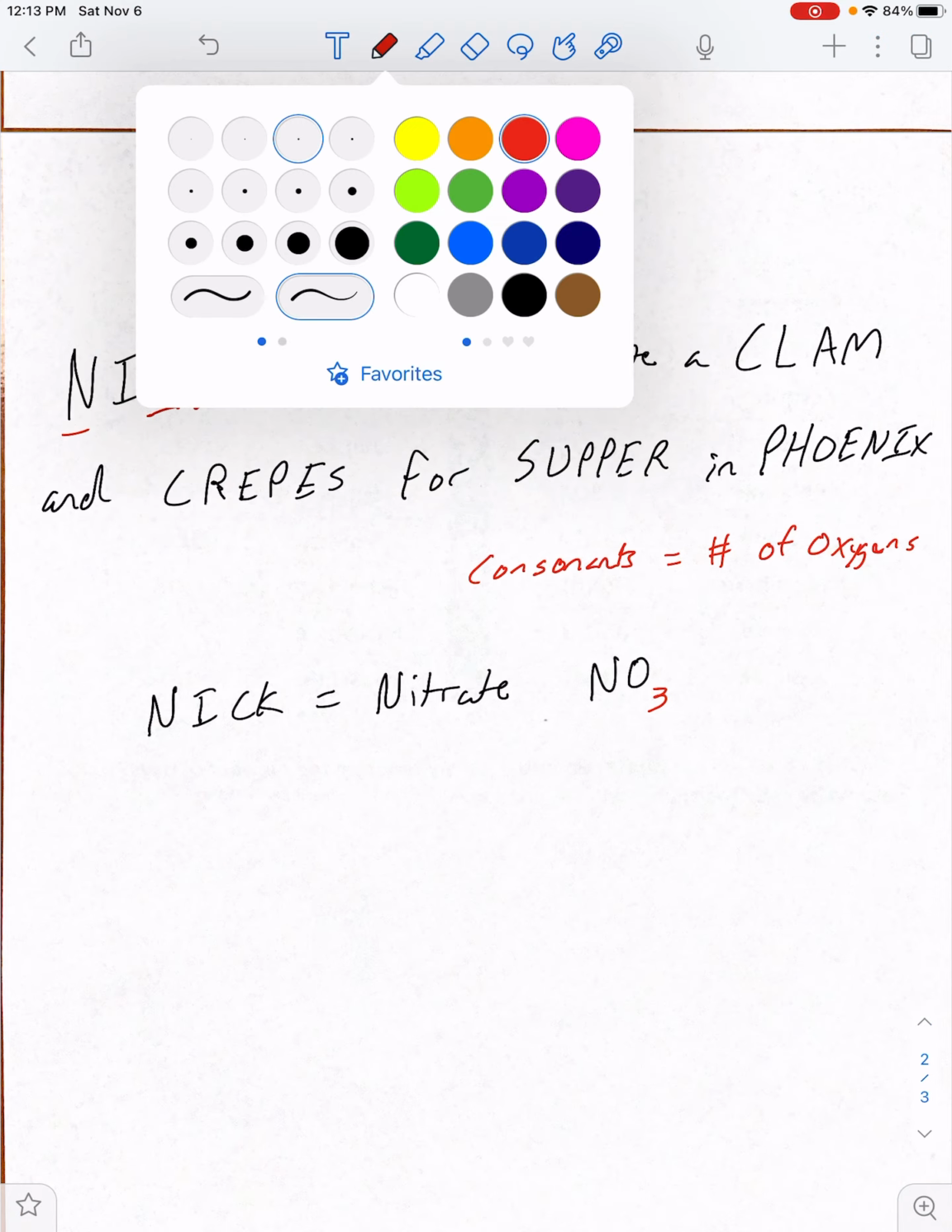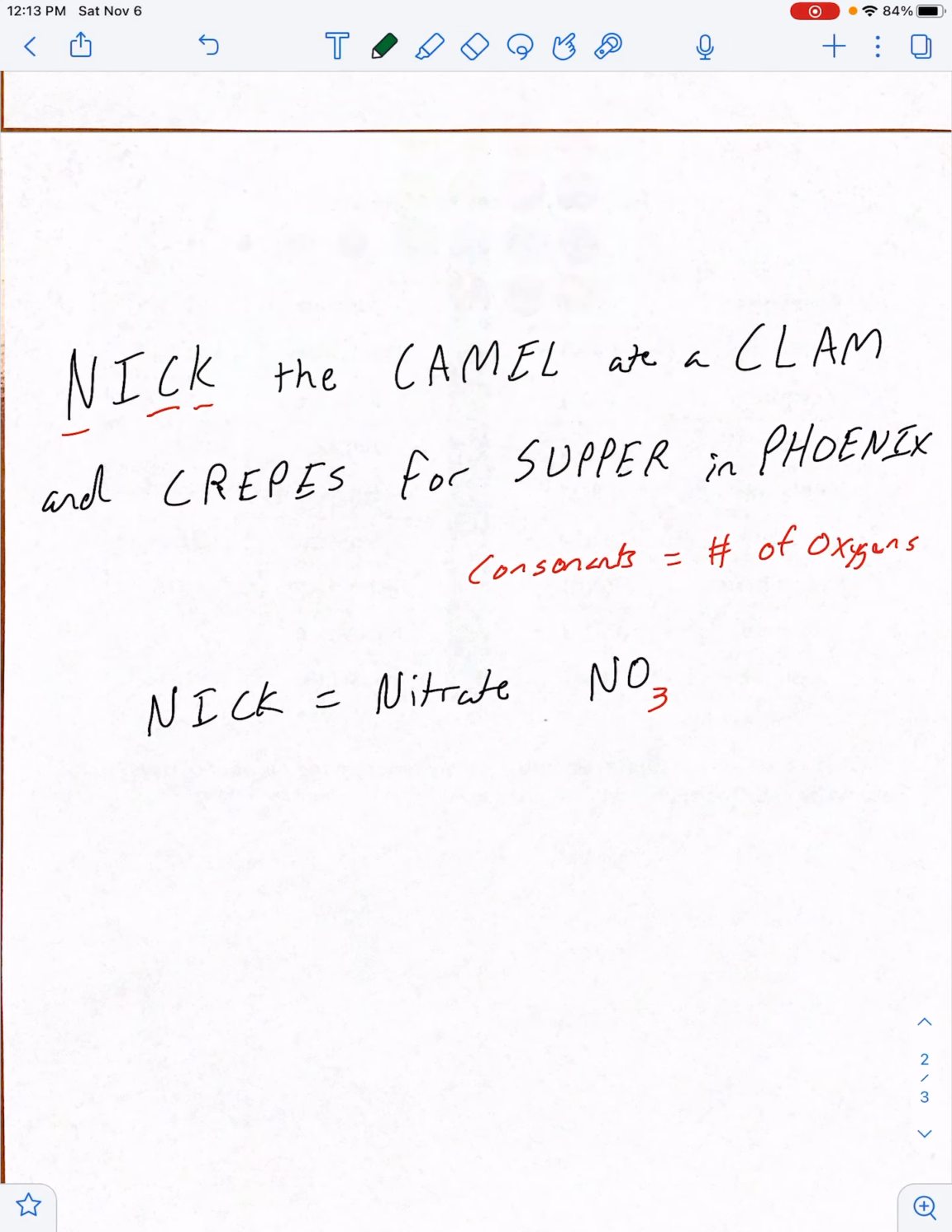Now I'm going to switch to a different color. Okay, and your vowels are going to tell you the charge. Okay, so I'm going to do my vowels equals the charge. Okay, so what I mean by the charge is the little positive or negative up in the top right-hand corner. Now, most of your polyatomics are going to be negative, so you don't really have to work besides one, and we'll talk about that one here in a second. Okay, but they're all going to be negative, and if I have one vowel, that means I have a -1 charge.